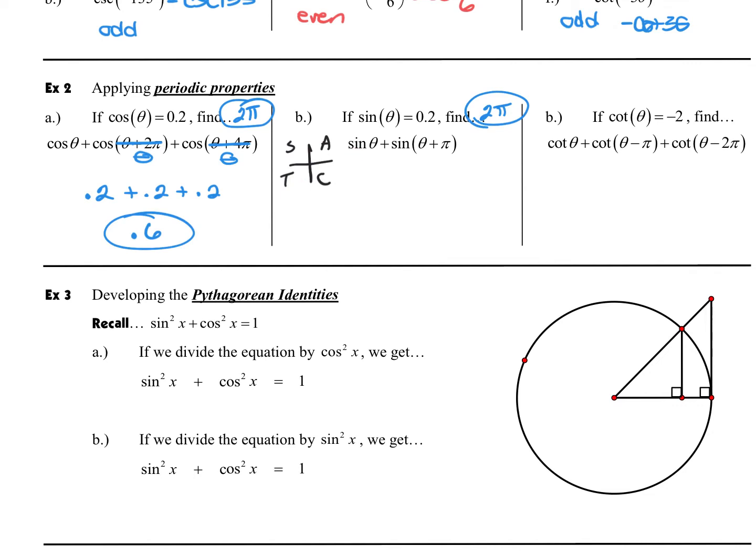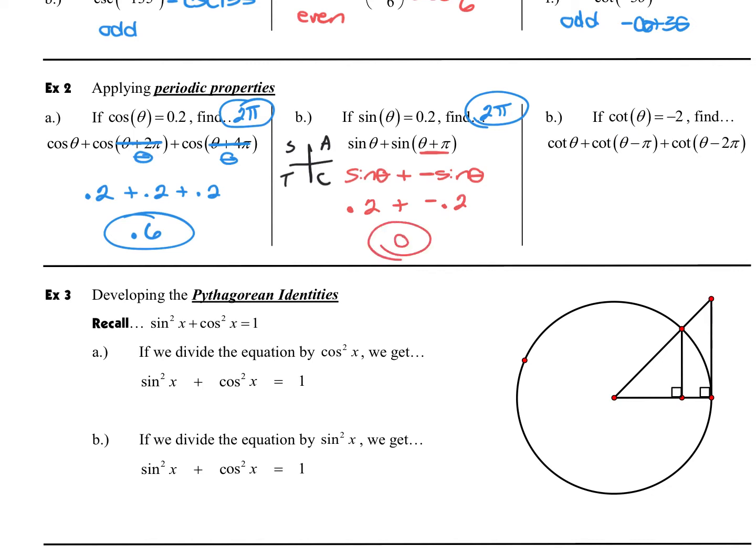The same thing could happen here. If I have an angle here and I add pi, it's now going to land down here in cosine, so it will become negative. So when I look at this right here, what I'm thinking about is my original sine theta, but if I add just pi to it, that's going to give me a negative sine of the theta that I started with. So that means I'm going to have a 0.2 plus a negative 0.2, so this one would become 0.